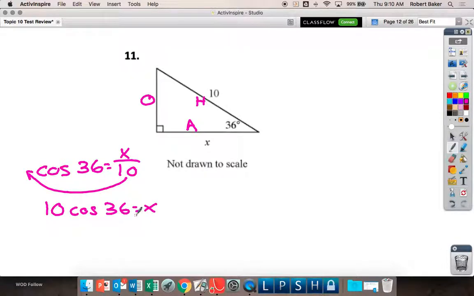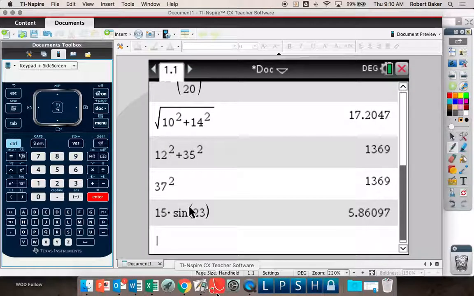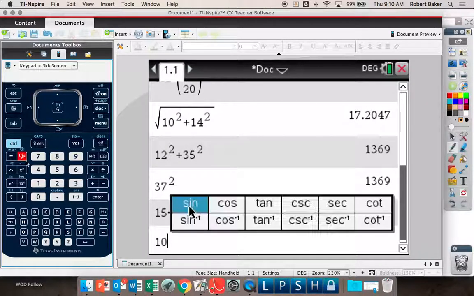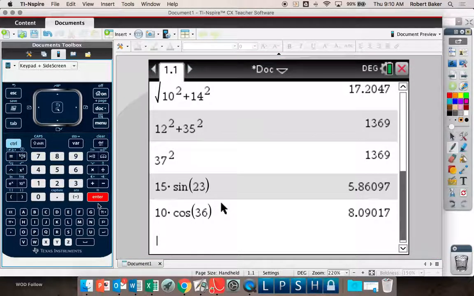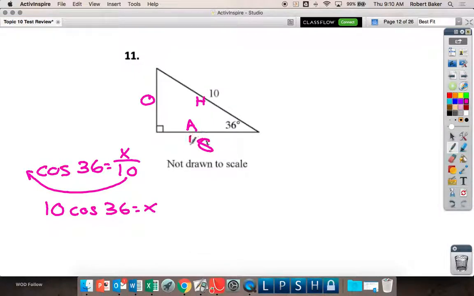We're going to type 10 cosine 36 in our calculator. It's going to give us an answer. We're looking for the nearest whole number. 8. Does that answer make sense? Is it smaller than the hypotenuse? Nailed it.